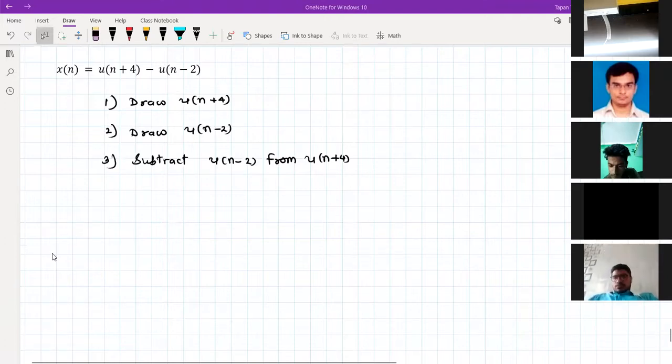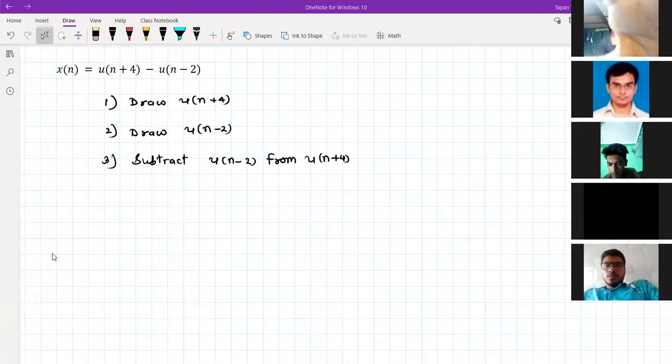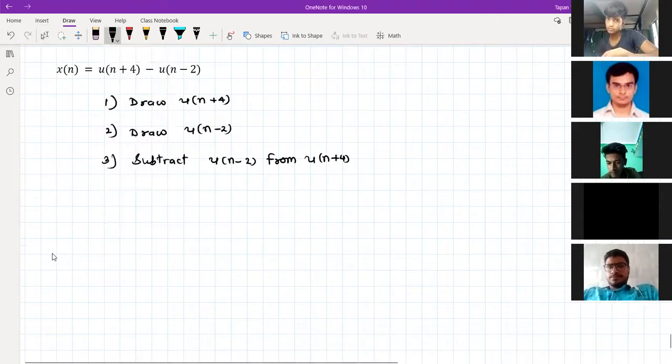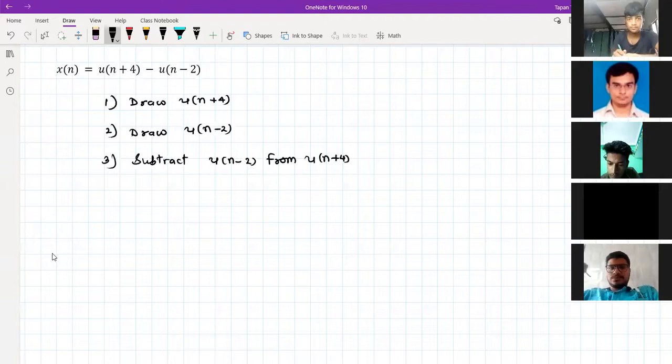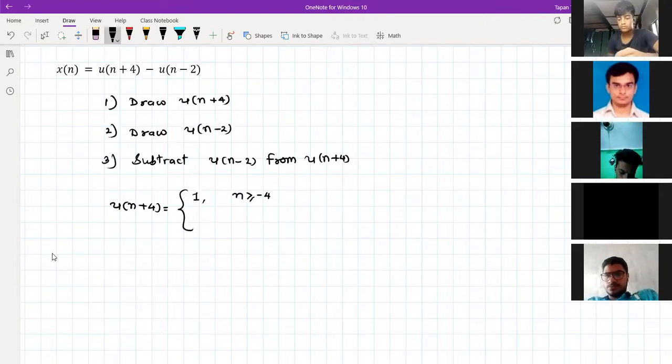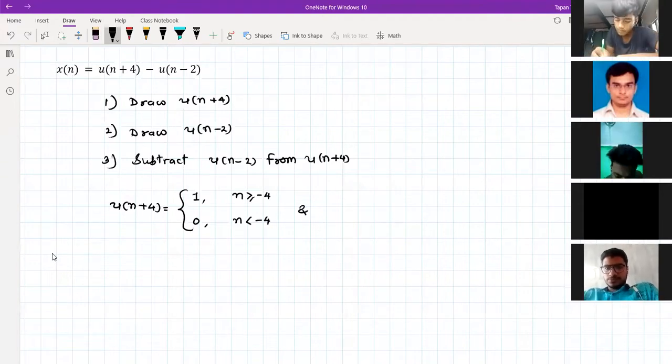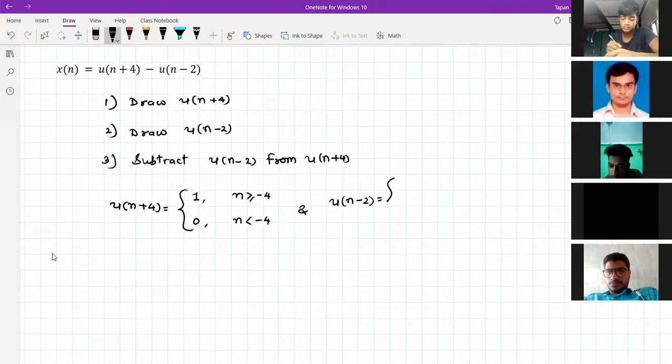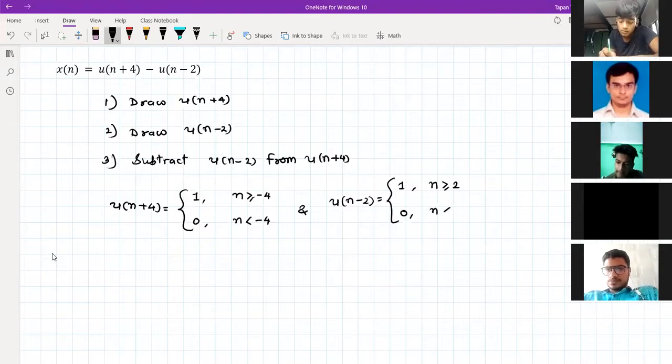Okay. I will simply calculate the final answer. u of n plus 4 is equal to 1 for n greater than or equal to minus 4, and it is 0 for n less than minus 4, and u of n minus 2 is equal to 1 for n greater than or equal to 2 and 0 for n less than 2.